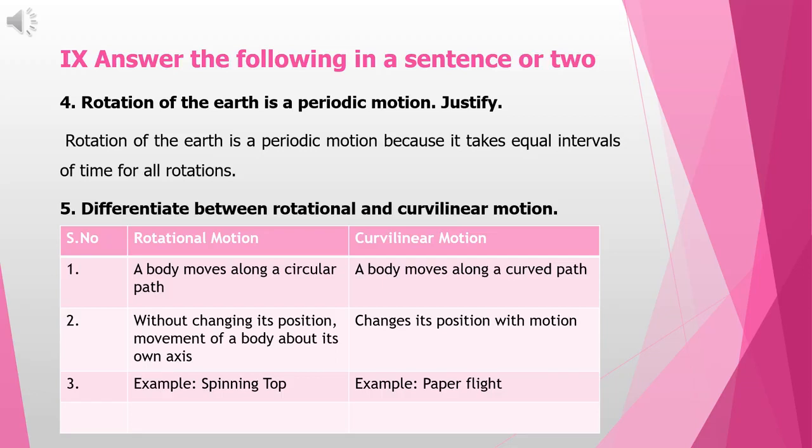Question number 5, differentiate between rotational and curvilinear motion. Rotational motion, curvilinear motion. Point 1, in rotational motion a body moves along a circular path. Curvilinear motion, a body moves along a curved path. Point 2, in rotational motion, without changing its position, there is movement of a body about its own axis. Curvilinear motion changes its position with respect to motion. Third point, rotational motion example, spinning top. Curvilinear motion example, paper flight.